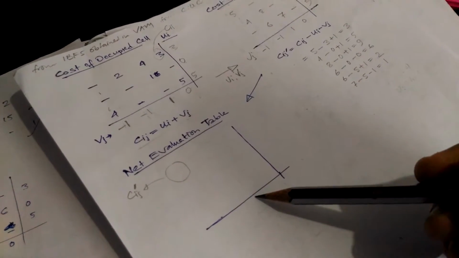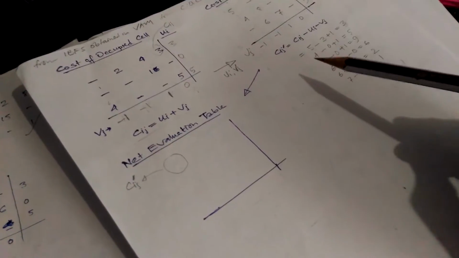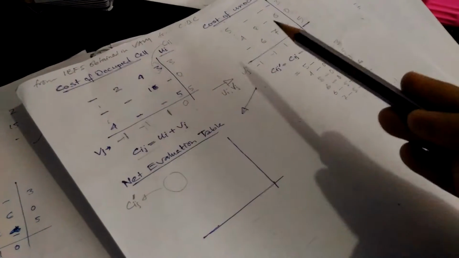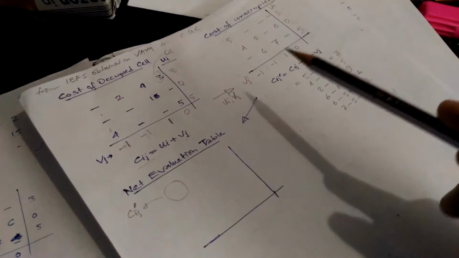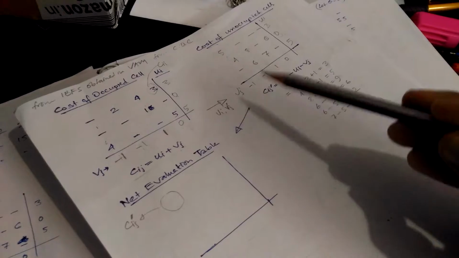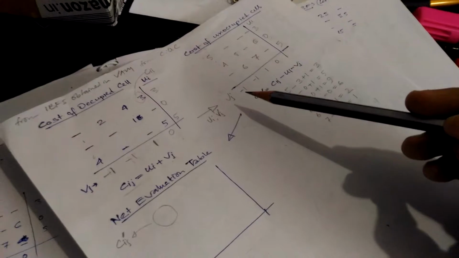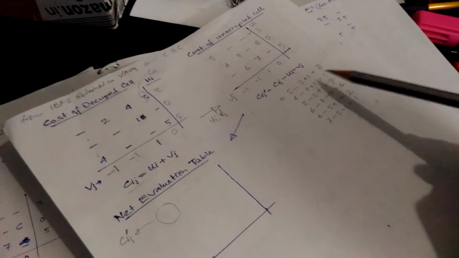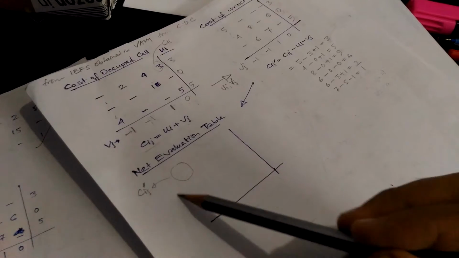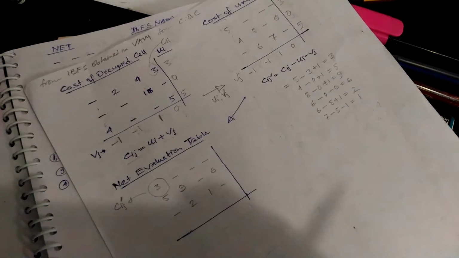In case of the net evaluation table, to find the Cij dash, Cij dash is found using Cij dash equals Cij minus ui minus vj. Now Cij is here, these values 5, 4, 8, 6, 6, 7. So we have written down 5, 4, 8, 6, 6, 7. Now minus ui minus vj. So this is our ui, this is our vj. So for 5 it is minus -1 minus 3. So this is 3. So we will be writing all these values here. The net evaluation table is formed by Cij dash. So this is our net evaluation table.